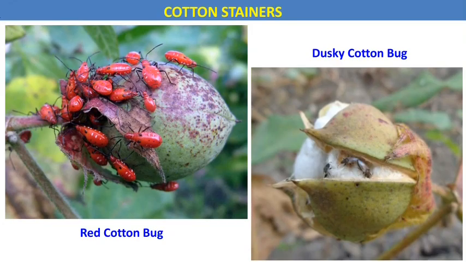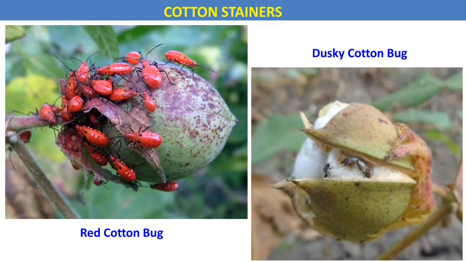As a result of feeding, in case of severe infestation, the lint becomes inferior in quality. During feeding, this red cotton bug also introduces a bacterium species inside the bolls, and that bacterium species is responsible for cotton staining. Hence, this red cotton bug is also called a cotton stainer.